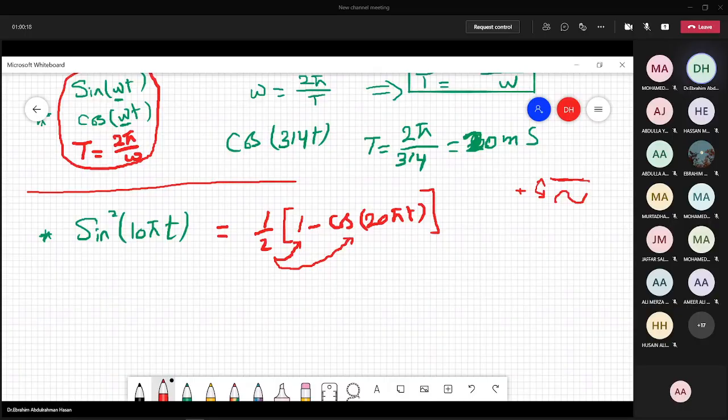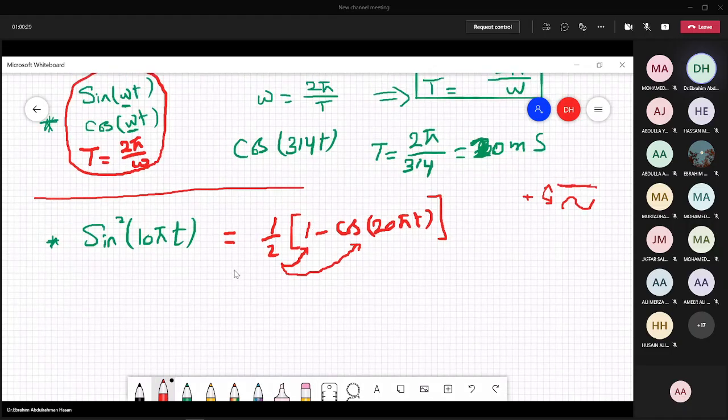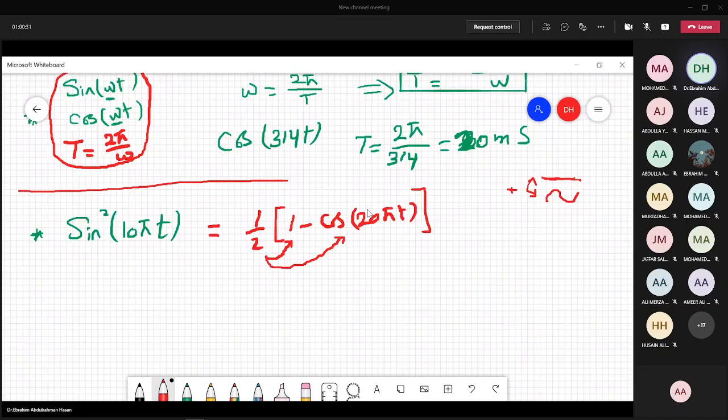So this is surely periodic. Period of this one, this is constant, so frequency is equal to zero, because this is DC. So 1 over 0 is equal to infinity. So we just have this one, the constant. So the period of this one is T equal to 2 pi divided by 20 pi, so it is 1 over 10, so 0.1 second.